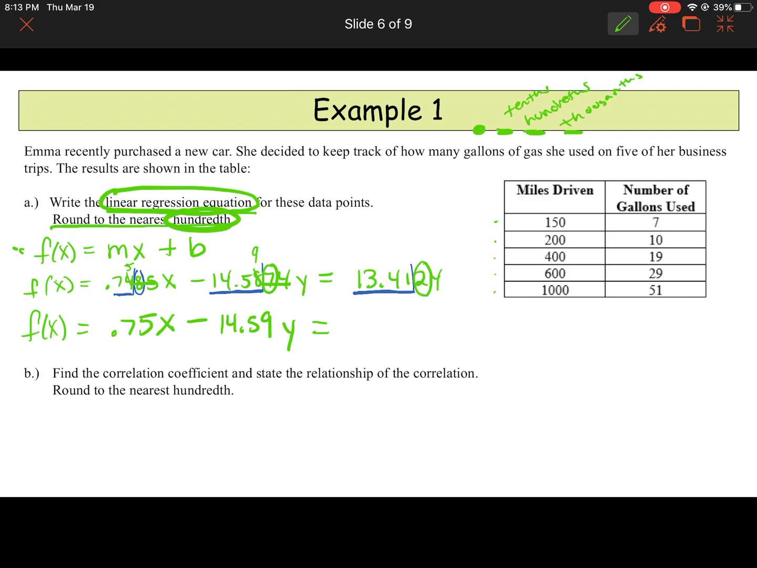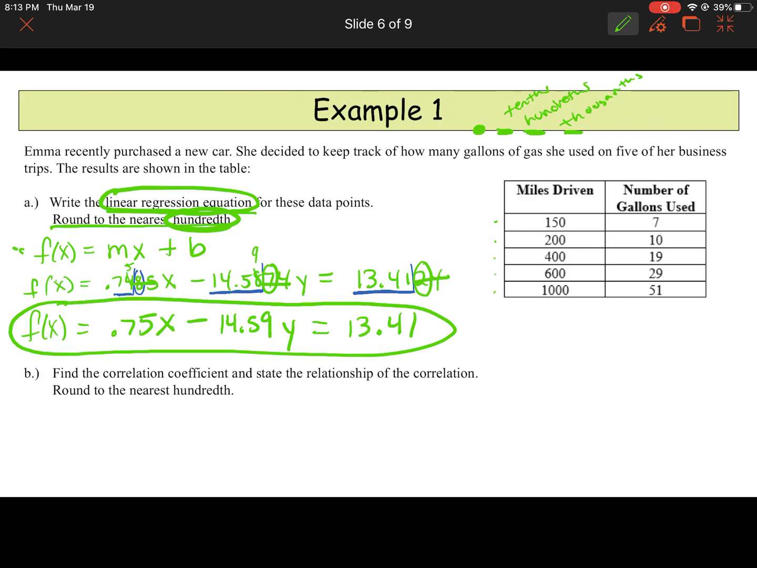Equals, okay, does the 2 round the 1? 5 or above, give it a shove. No. We leave it alone. We get rid of all the rest of the numbers. 13.41. There's my equation, my linear regression equation. That is what they are looking for in the regions, ladies and gentlemen. I'm actually going to get rid of this piece here because you already have y in the equation.